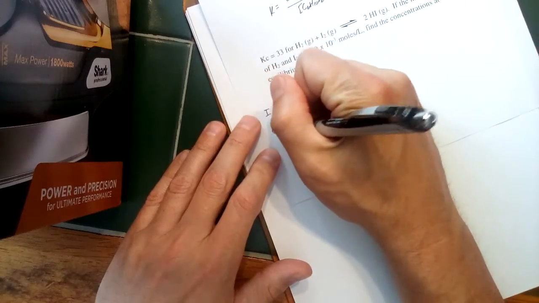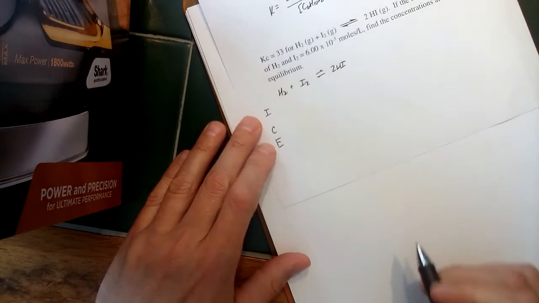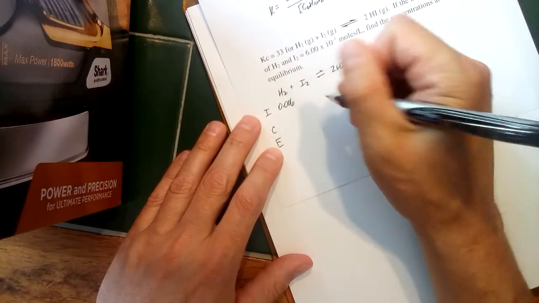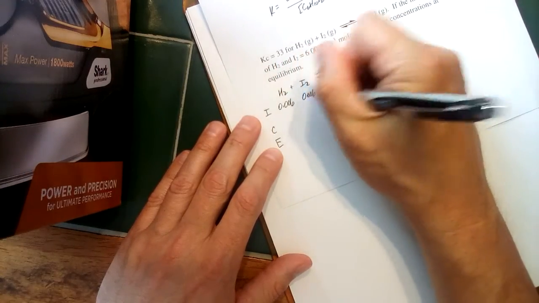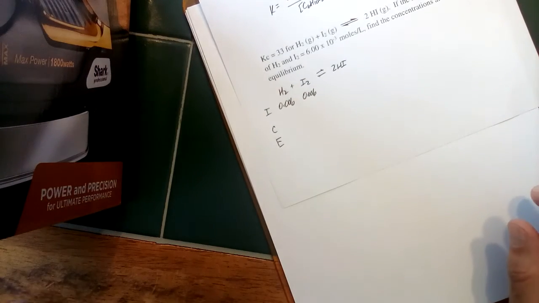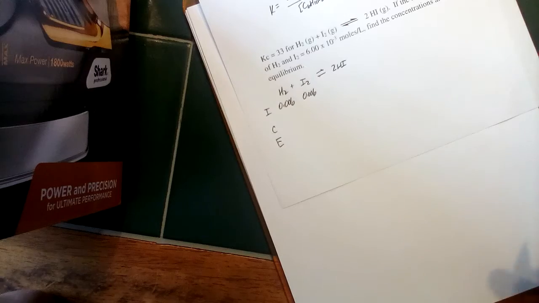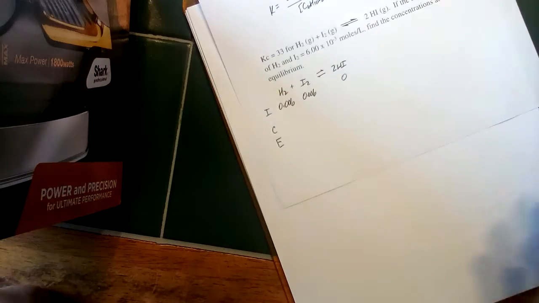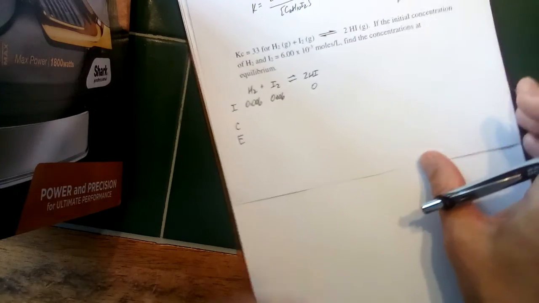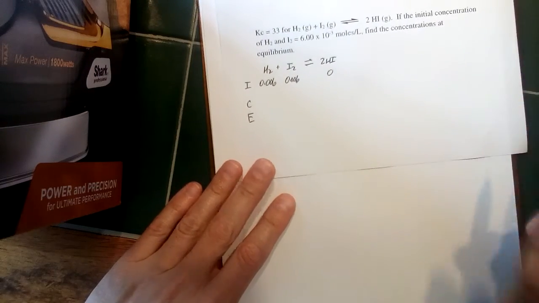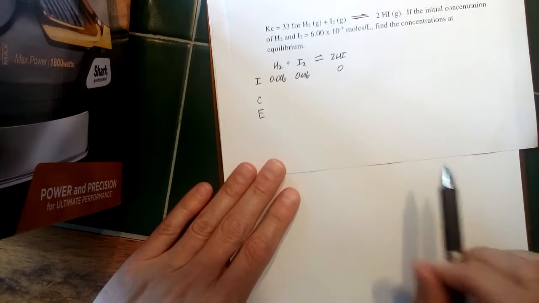If I go to fill out my ICE chart here, initially it's 6 times 10 to the minus third, that's 0.006, and 0.006, and that's already in concentration, already moles per liter, so we don't have to worry about the volume for that one. And initially there wouldn't be any product in the system. Now, unlike the previous problem, we weren't given anything about the concentration at equilibrium, so we don't know what it is here.